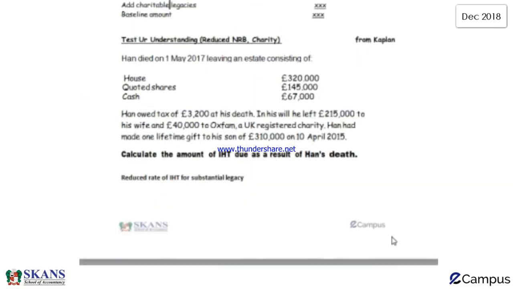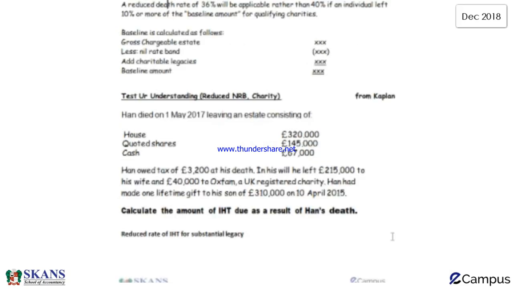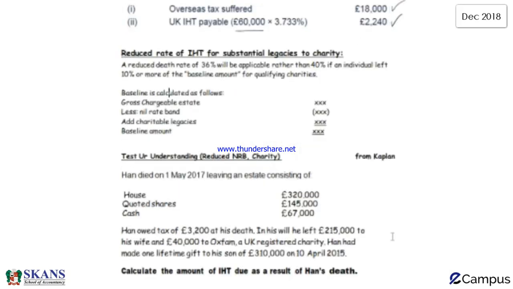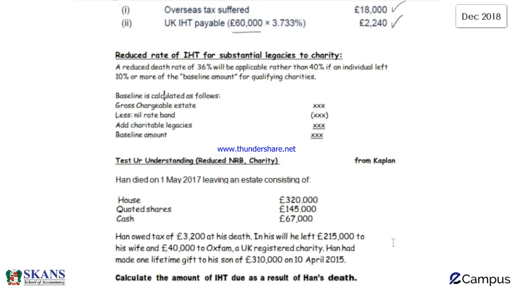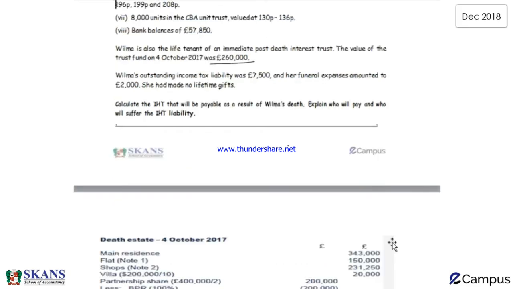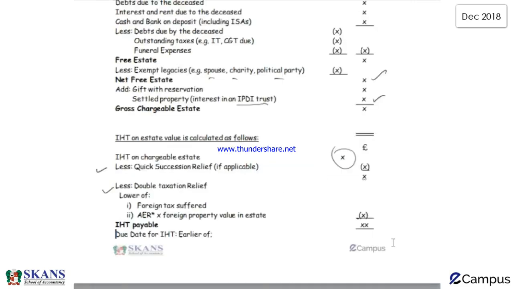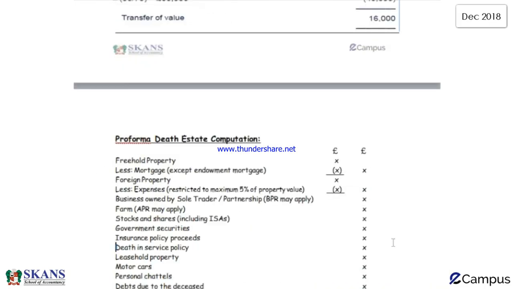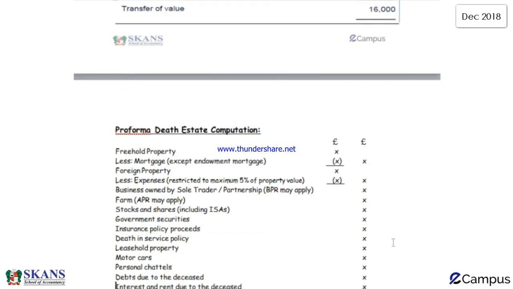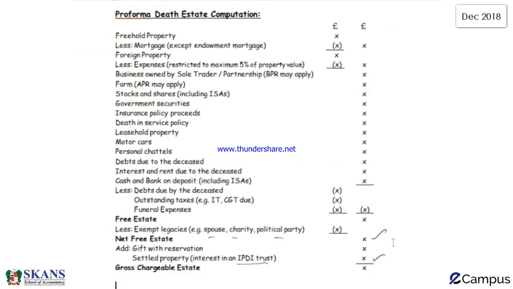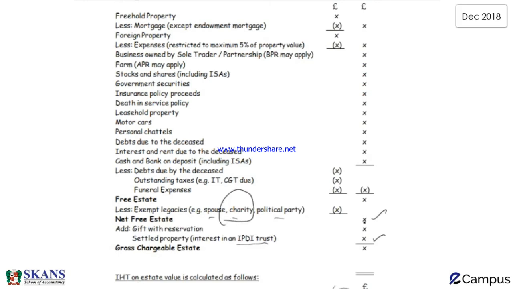Reduced rate on death estate. Well, this applies when someone left substantial legacies to charity. Well, this is what we already know. Well, let me get back to the death estate so that I can explain that in a better way. This is what we already know, that if someone left anything for a charity, that is excluded from the chargeable estate because this is an exempt transfer.